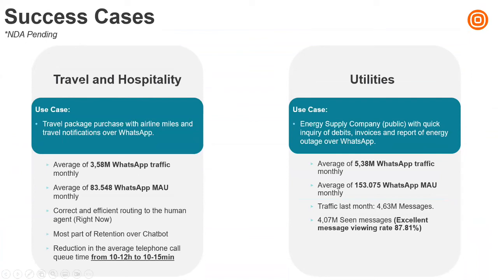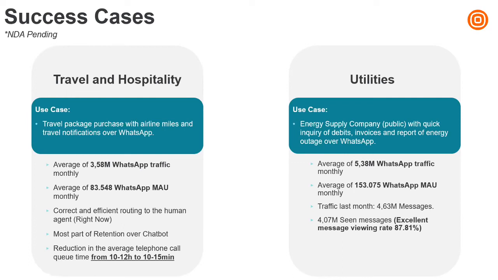But we have the use cases here. The first client is from hospitality and travel. They send WhatsApp campaigns for travel packages, purchases, travel statuses, and things like that. They had many clients asking for travel or package information over the telephone, and with WhatsApp, Infobip, and Oracle, they could improve their customer care.